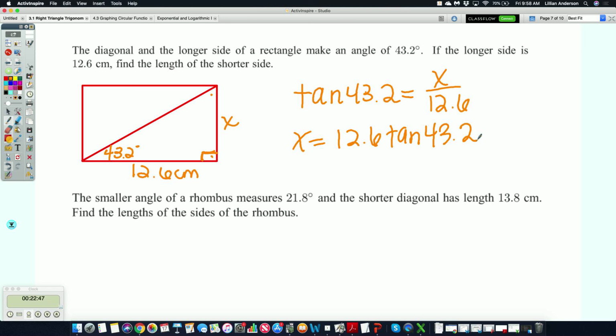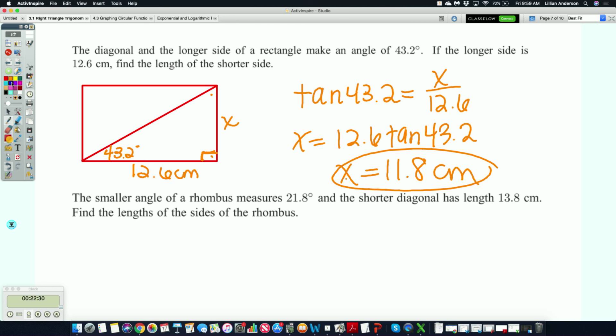What's my side? 11.8? 11.8 centimeters. Don't forget those units. Don't want to lose that one unit penalty, especially when we're talking about these word problems, okay? Or anything that has units, to be honest.